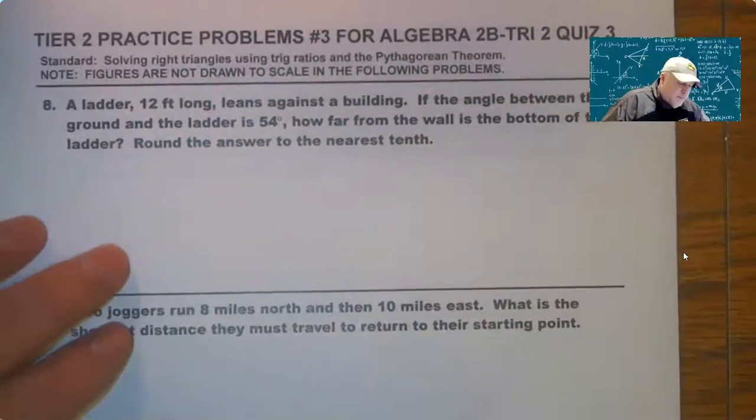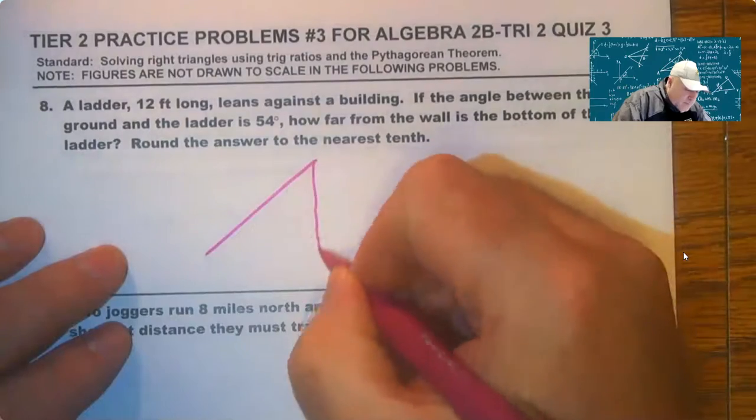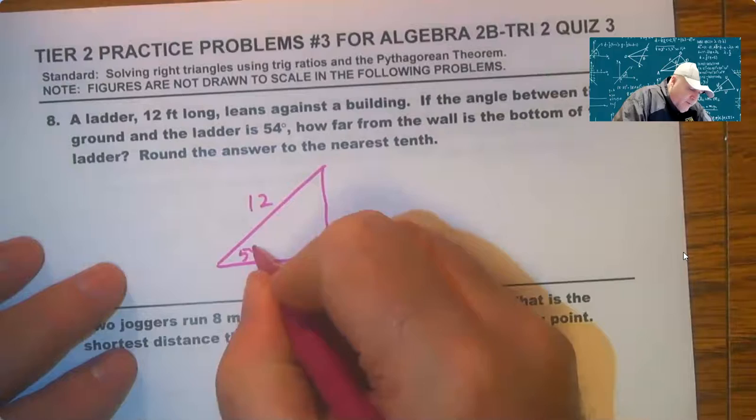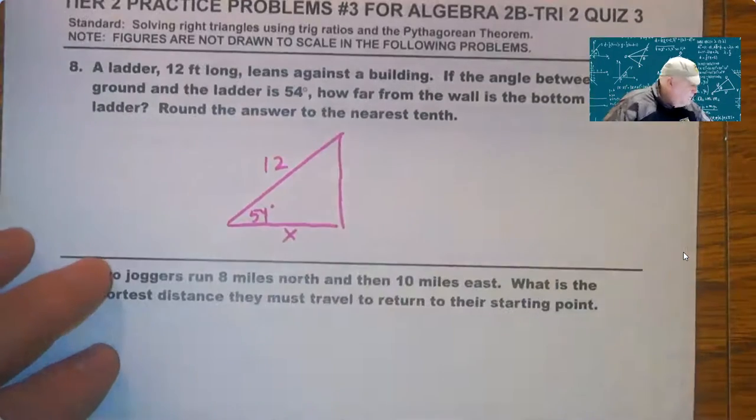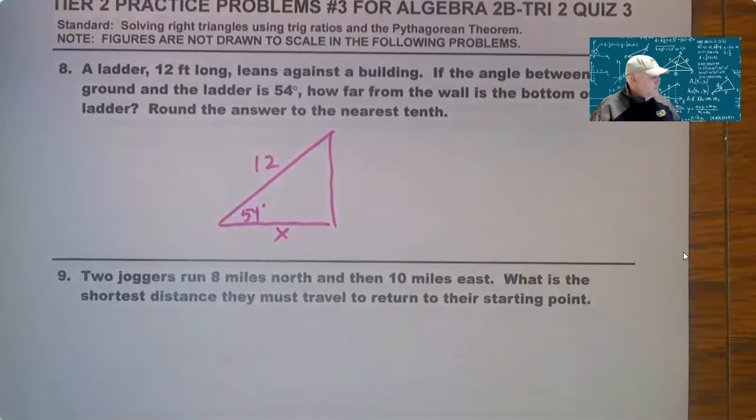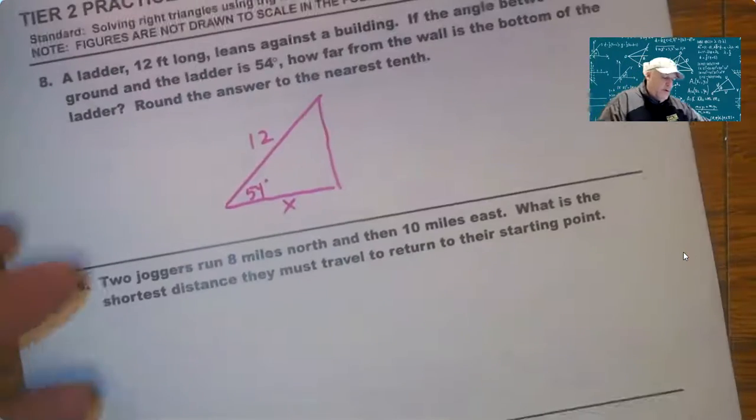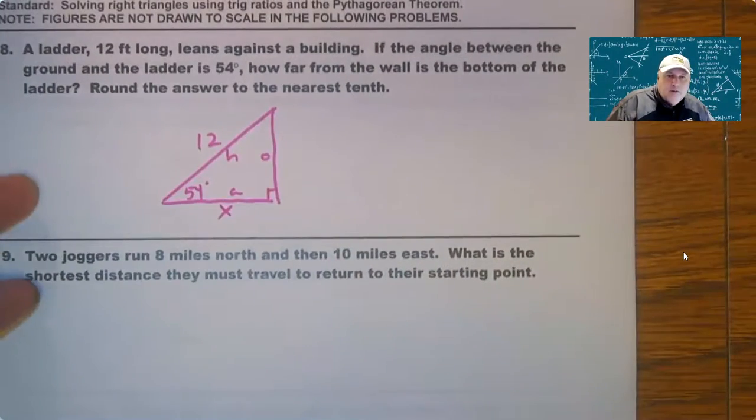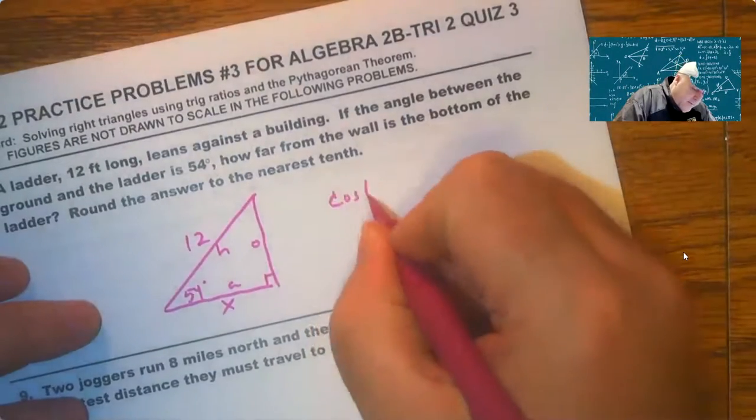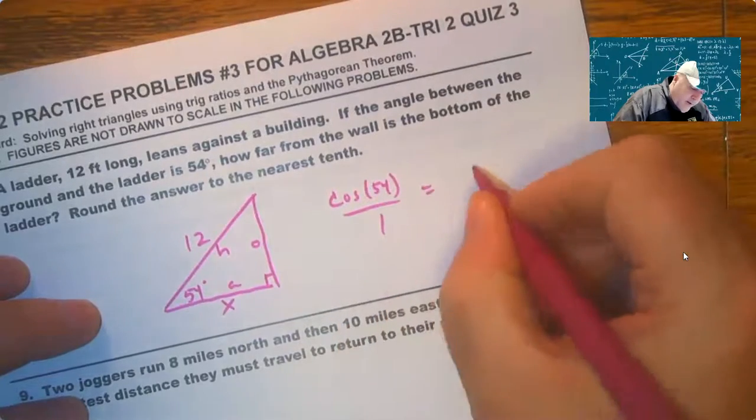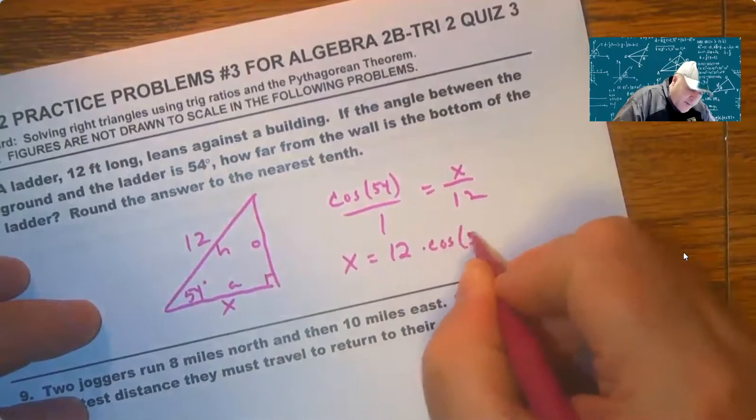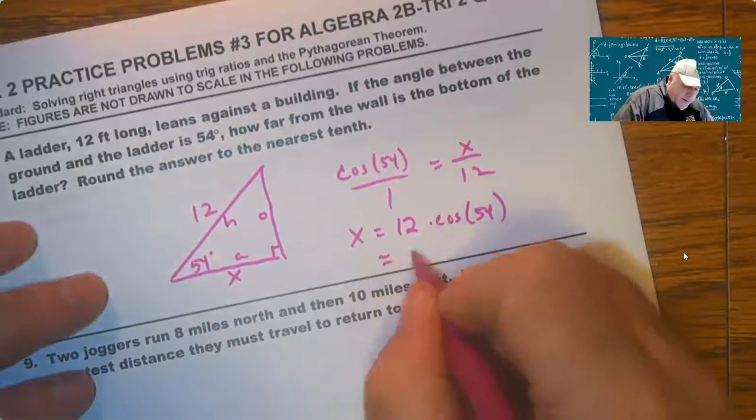Okay, so our famous ladder problem again. 12 feet long, 54 degrees. And then how far is the ladder from the base of the wall here? So this again, A, H. Oh, so this is a cosine. So cosine of 54 equals x over 12. So x is 12 times cosine of 54, and that is about 7.1 feet.